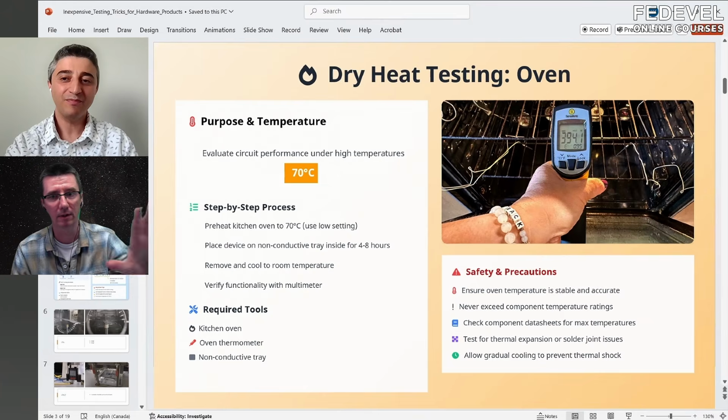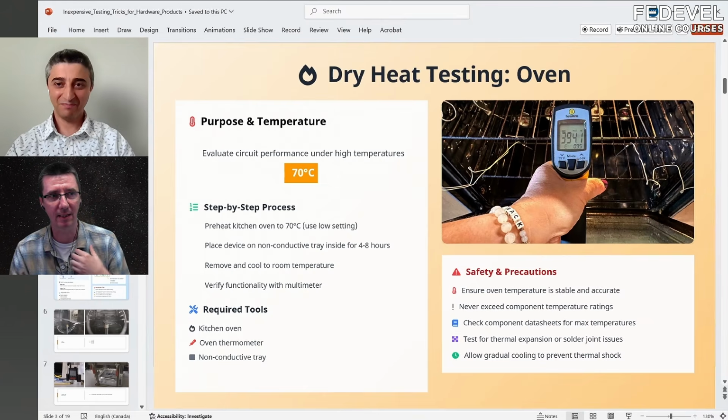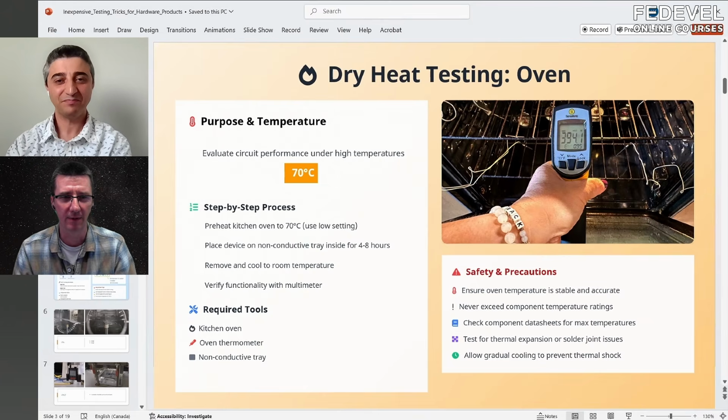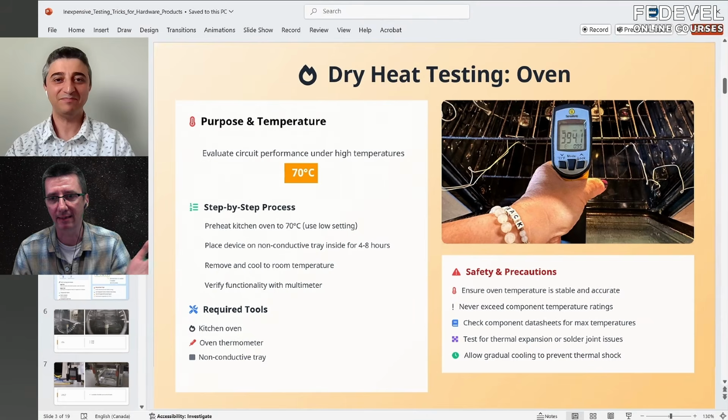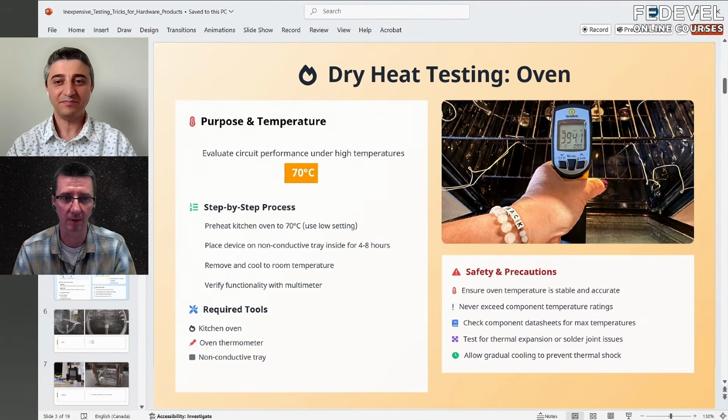From my experience on this heat testing, the biggest issue is usually, for example, processor temperature. At high ambient temperature, the processor is going to throttle down, and it may stop working. That's the biggest problem I've seen.